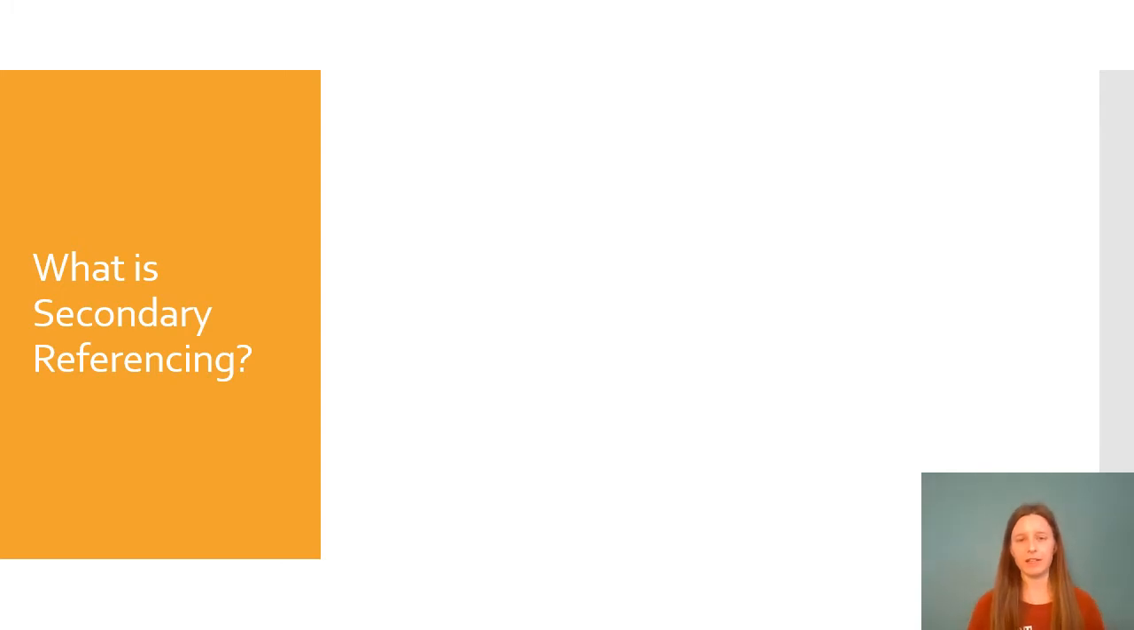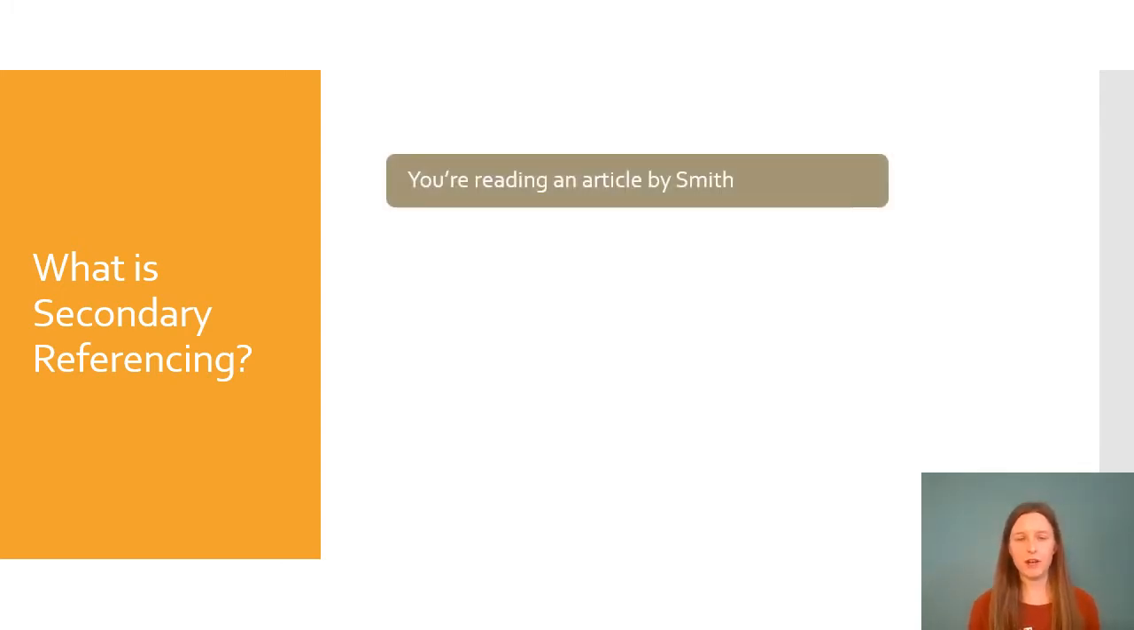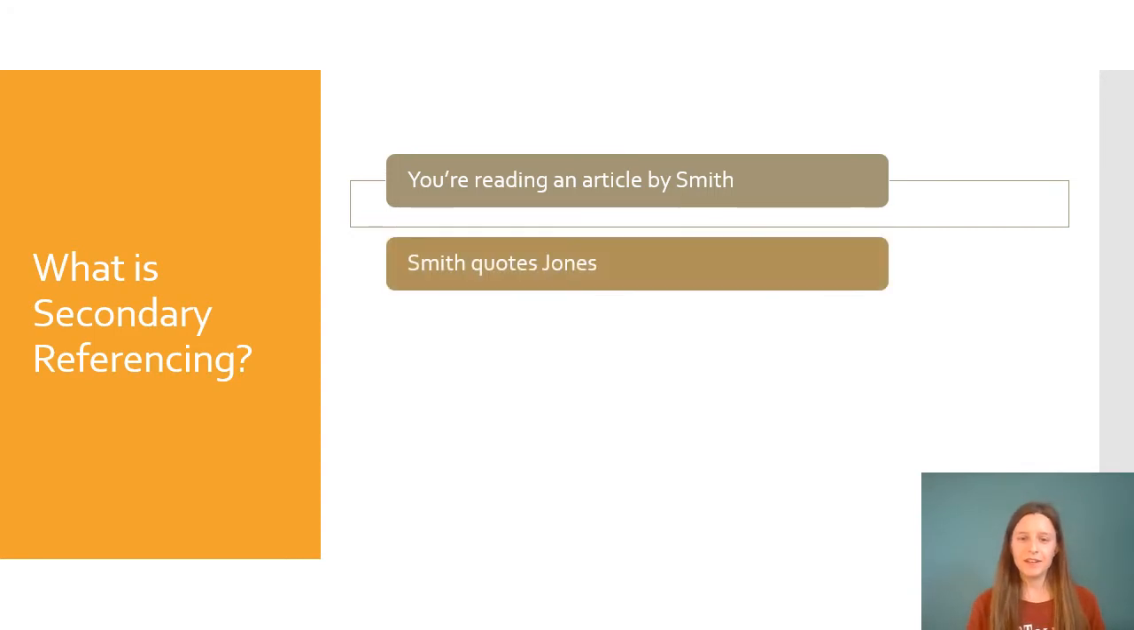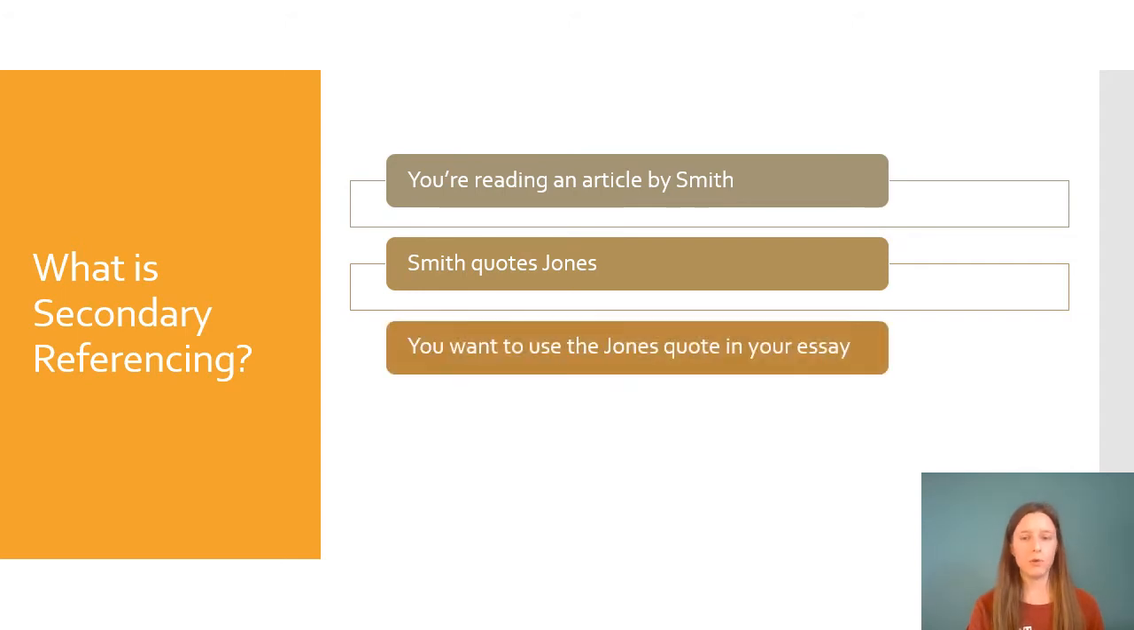So first off, imagine that you're reading an article by Smith, say. You're just reading this article, as one does researching an essay. Then in that article, Smith quotes someone else, quotes Jones, say. So you're reading this article by Smith, they have a quote from someone else, and you really like that quote. So say that quote by Jones in Smith's essay is so good that you want to use it in your essay. You found this quote, you really want to use it.